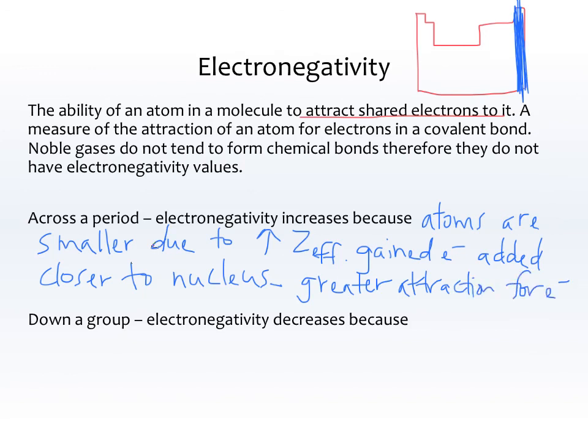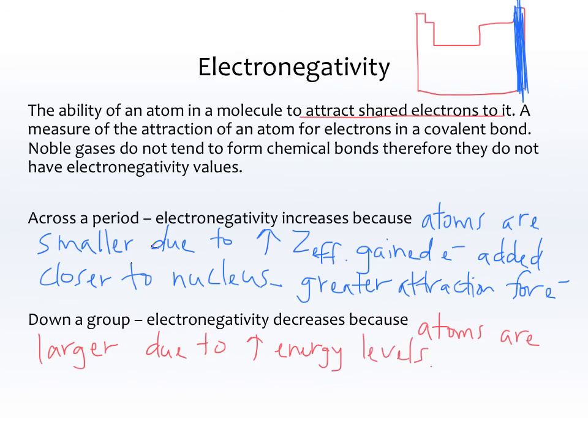So then as you go down a group, the electronegativity decreases because the atoms are larger, due to increased energy levels. Gained electrons would be added further from the nucleus, and therefore there's a smaller attraction for the electrons.